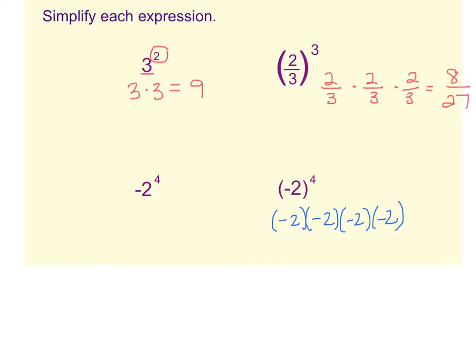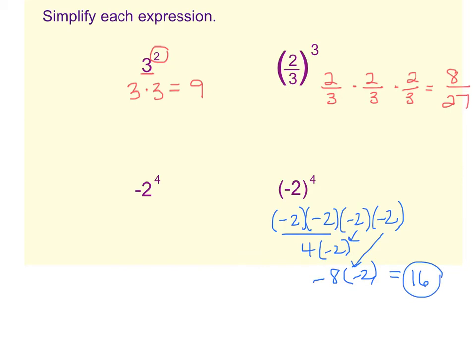So when you multiply, I'll just go left to right. Negative 2 times negative 2 is 4. Times that negative 2 right there is a negative 8. Times this negative 2 is a positive 16. See, we got a positive answer.